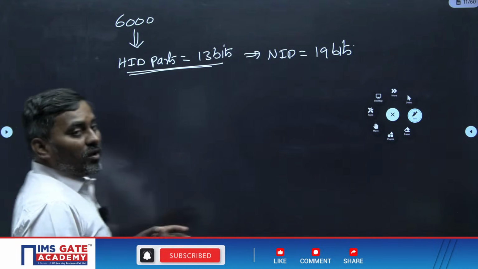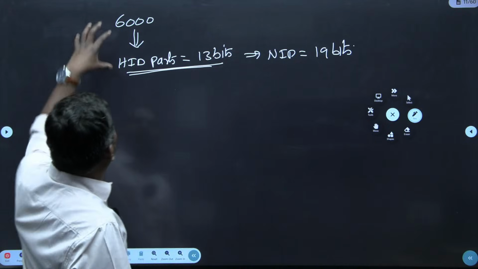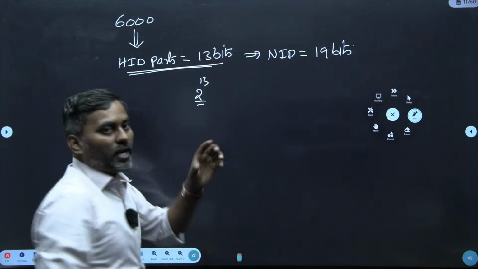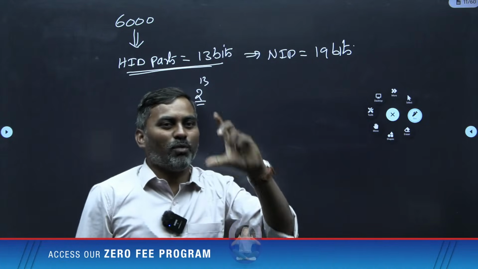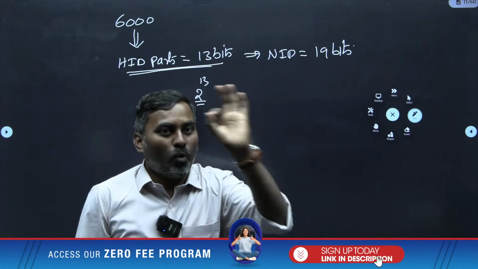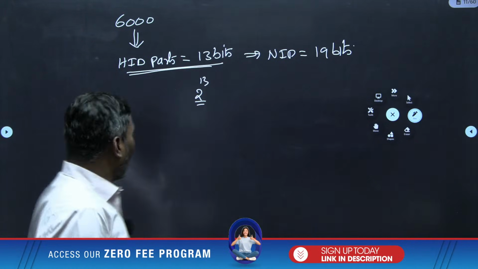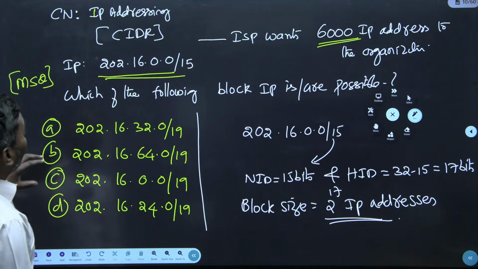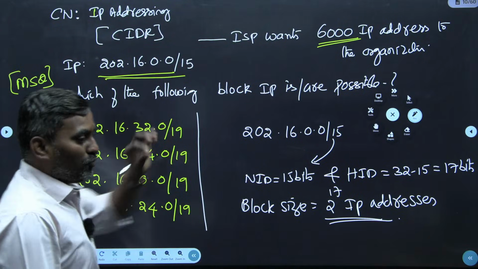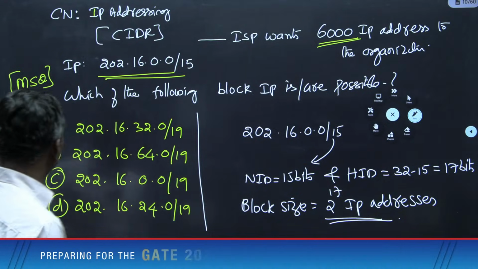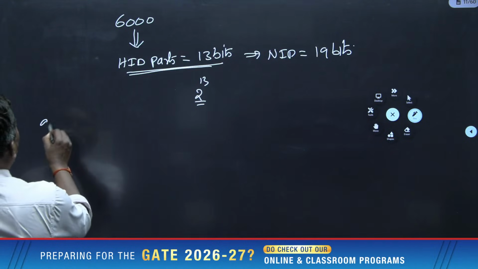So this is the point. The block size we have taken is 2 power 13. For consecutive IP addresses, the block size must be a power of 2, and the first IP address should be divisible by the block size. At supernetting time, the first IP address we assign is the CIDR block ID. Let's check the options. Option A.